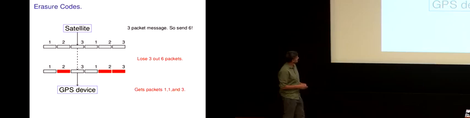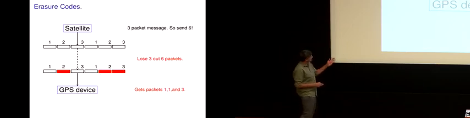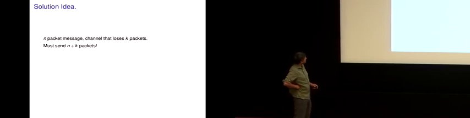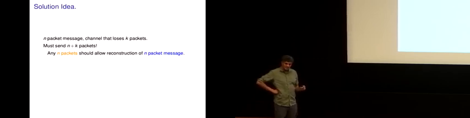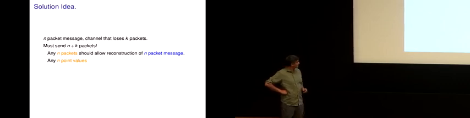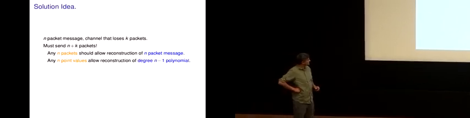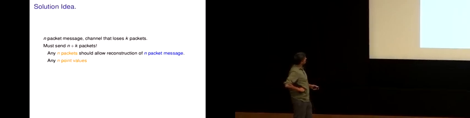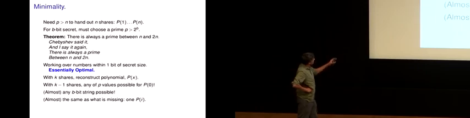But let's end with this. Let's look at this. Oh, yeah, look, I lost some packets. Oh, no, that sucks. Okay. So you have n packets in a channel that loses k packets. You must send n plus k packets. Any n packets should allow the reconstruction of an n-packet message. So any n point values should allow the reconstruction of a degree n minus 1 polynomial. Actually, let me go back. I'll do this next time. But I do want to go over this.